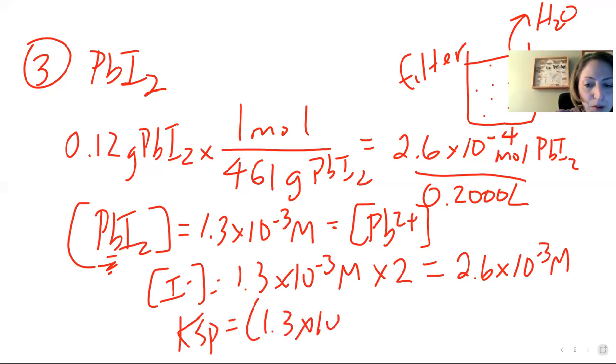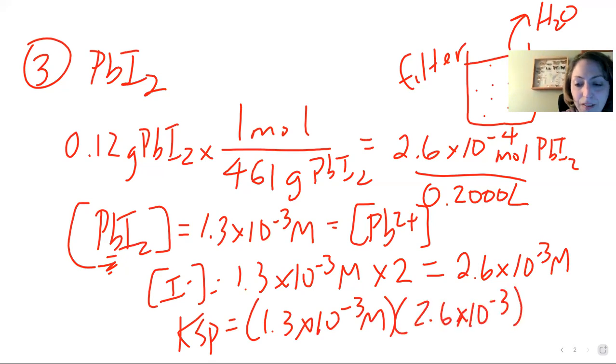So bing, bam, boom. This guy's good to go. This guy, of course, because it's got the 2, we're going to have to square it as well. I'm pretty darn sure that will get you the correct answer, which I believe is E.